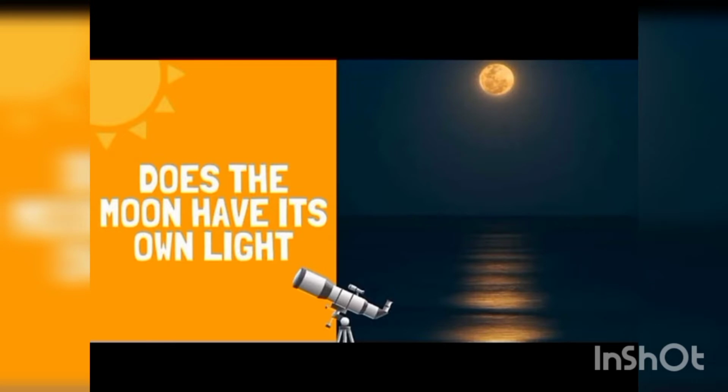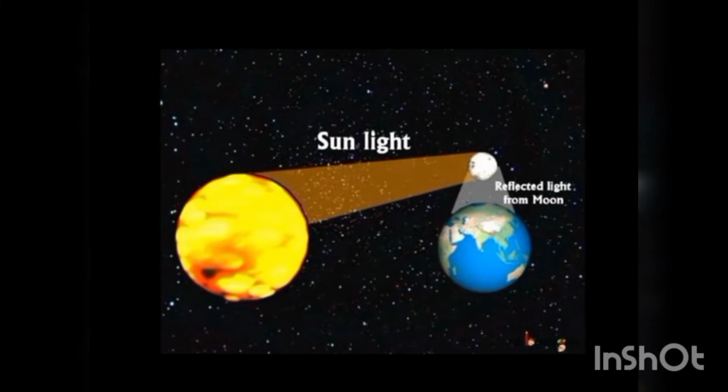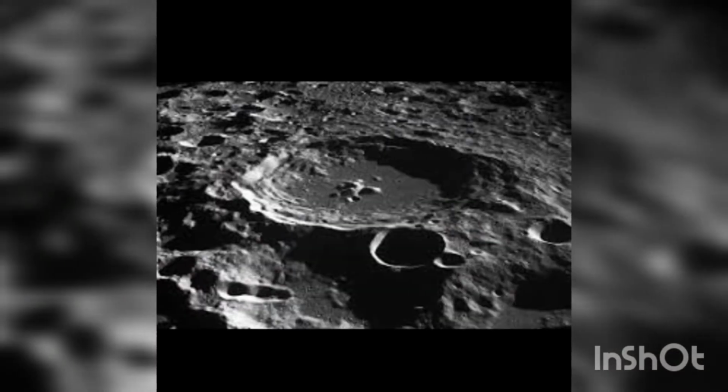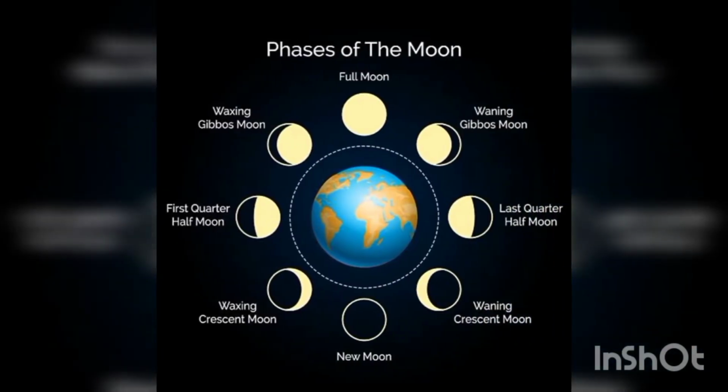Is there any light for it? No, it does not have light. The moonlight that we see is only reflected sunlight. The surface of the moon is dry and dusty. It is covered with craters, mountains, and valleys.